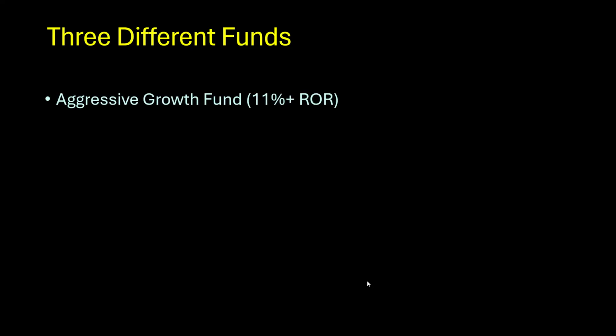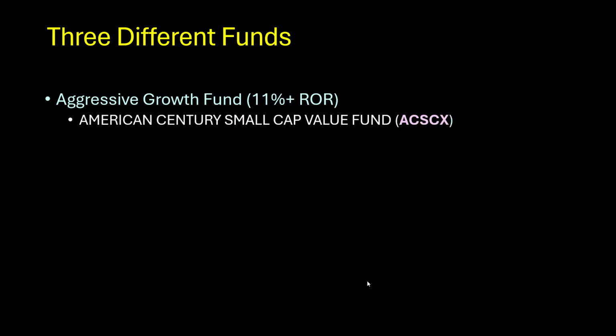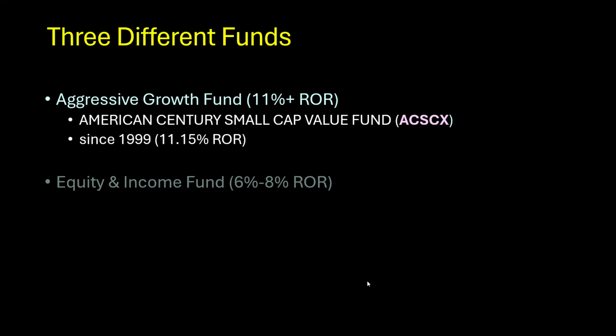Aggressive growth I've defined as 11% plus rate of return. And remember, I'm looking at aggressive growth. You're usually going to find them in small cap funds. So we're going to look at American Century's small cap value fund. The symbol is ACSCX since 1999. So we're at that 25-year mark, and its average is 11.15% rate of return since 1999. So pretty good track record there.